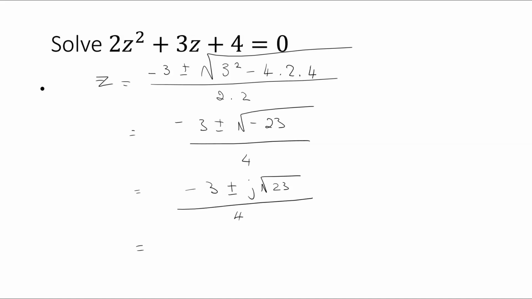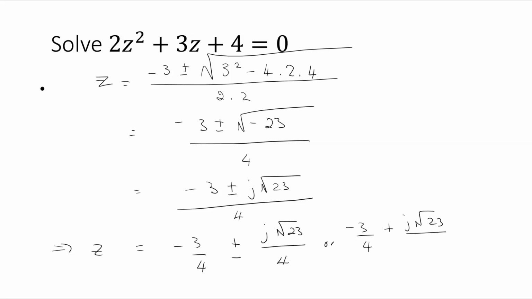And now we would just break it up to say that z is equal to -3 over 4 plus or minus j root 23 over 4. Further, we could say actually -3 plus j root 23 over 4, or -3 over 4 minus j root 23 over 4. It just depends how you're asked to write the answer.